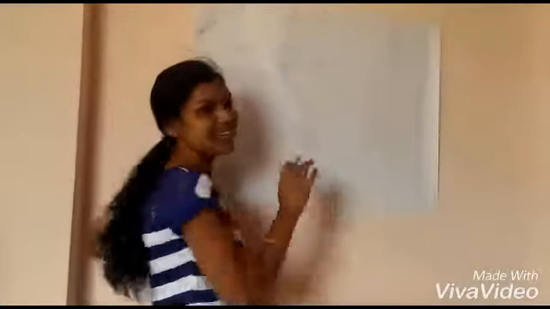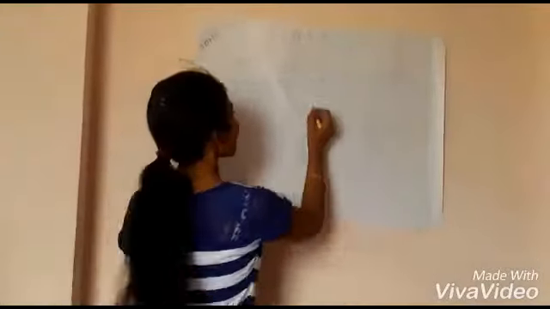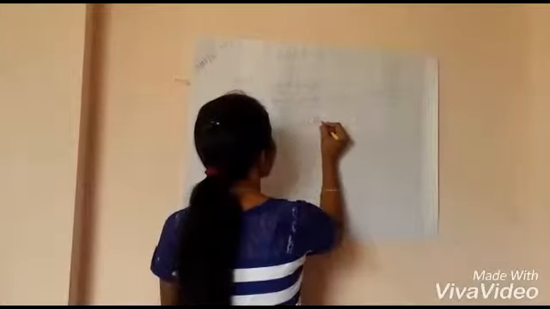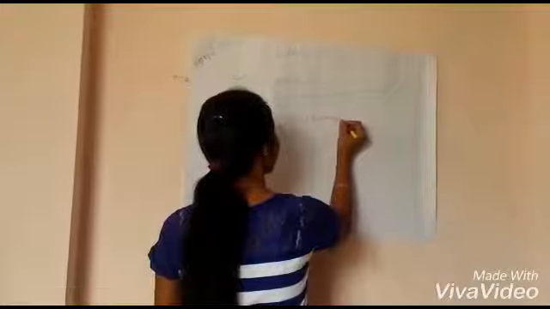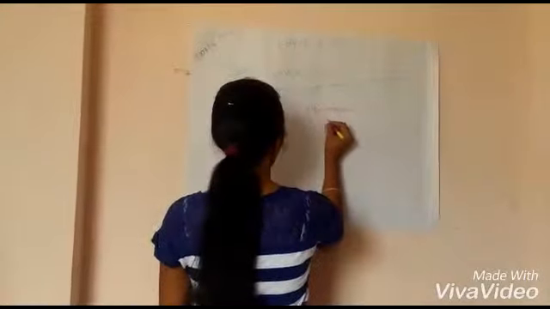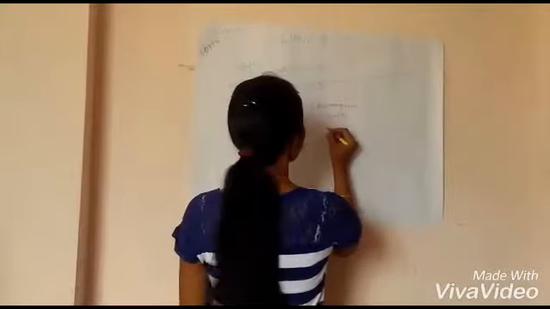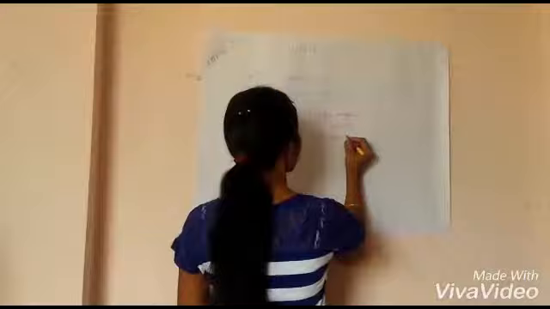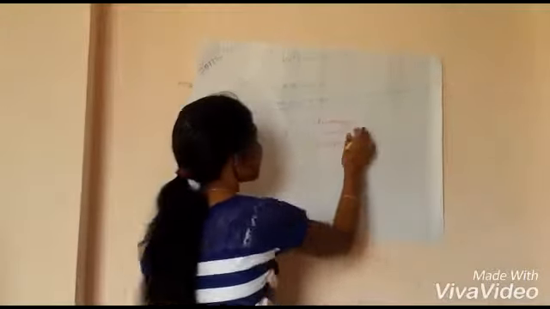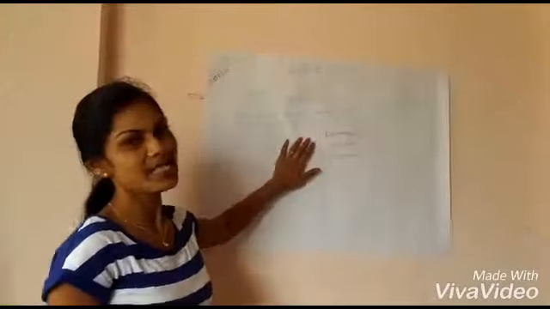There are 3 types of waveguides: rectangular, circular and elliptical. First one is rectangular, second one is circular and third one is elliptical. From these types, we commonly use only 2 types, that is rectangular and circular.